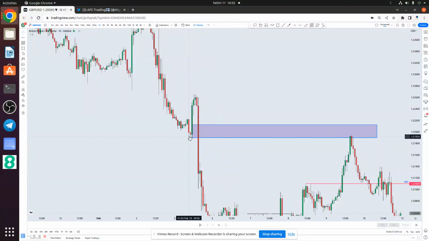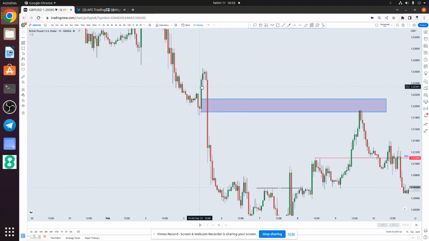And then we see price here on the 3rd of February. It came down, short-term low. It broke the short-term high. This candle with so much momentum went up, and then immediately price started selling. So this candle right here is a breaker.